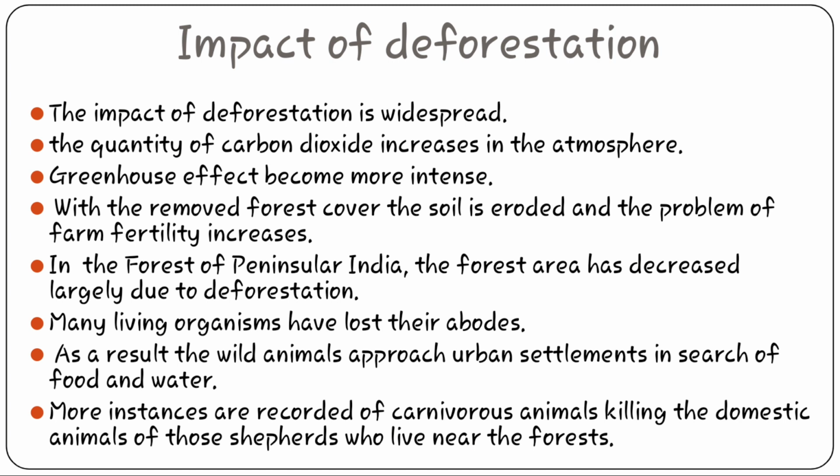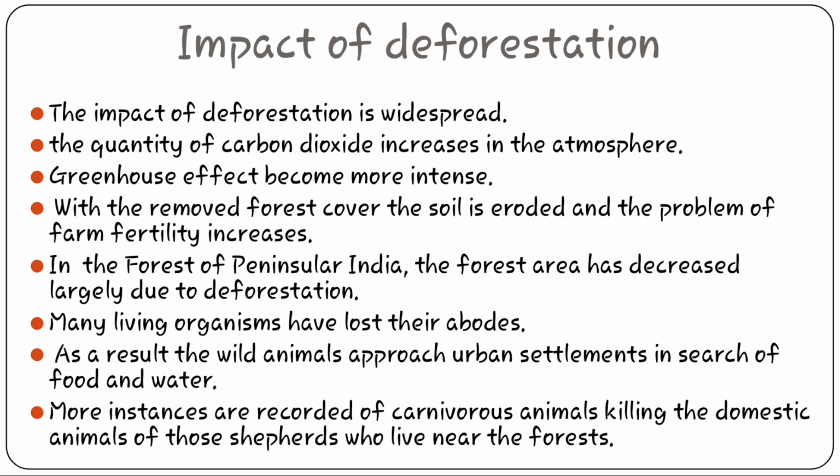The first and the main impact is the quantity of carbon dioxide increases in the atmosphere and greenhouse effects become more intense. Underline these two lines. First and the main problem, atmosphere में carbon dioxide का amount और content ज़्यादा होता है. इसके वजह से carbon dioxide को वापस oxygen करने के process करने के लिए हमारा trees, green leaves नहीं है. तो result क्या है? Greenhouse effect become more stronger.